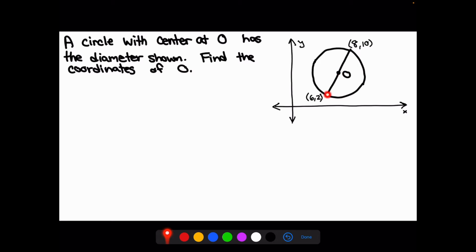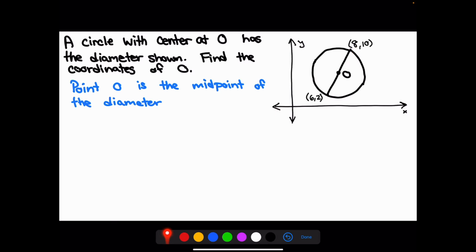Well, if it's a diameter, I know that's going through the center, and it's just double the radius. So I just need to find the midpoint of my diameter, because if I find the midpoint of my diameter, that will be the center of the circle. So again, we're going to find the midpoint.